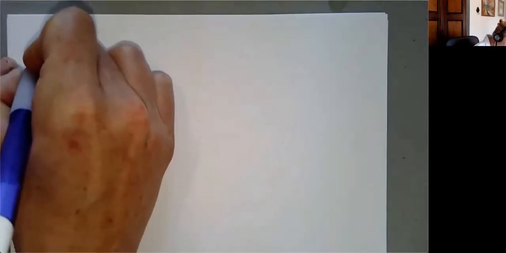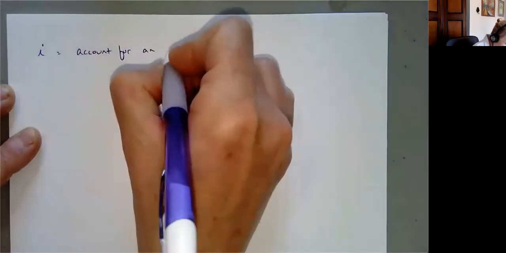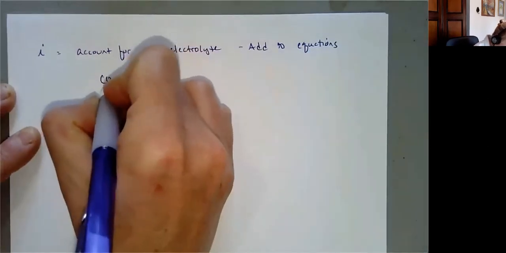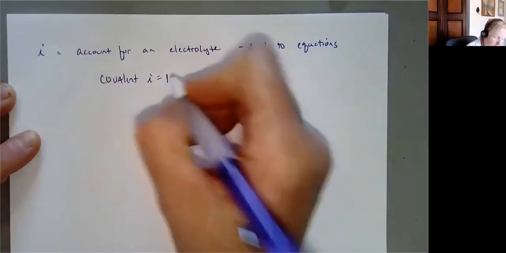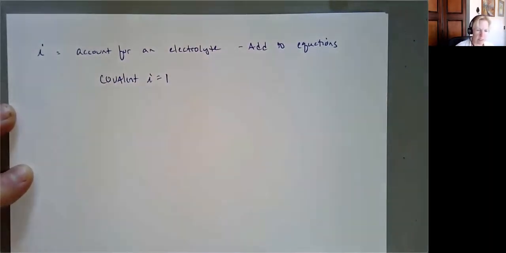Okay, so we've talked about freezing point depression, boiling point elevation, and osmotic pressure. What we've been looking at are non-electrolyte solutions, where 1 mole of your solute dissolves into 1 mole of particles. And so remember our van 't Hoff factor, i. The i is going to account for an electrolyte, and so I'm going to add it to those equations. For a covalent compound, i is equal to 1. So even if I leave i in those equations, it's still going to give me the same value.